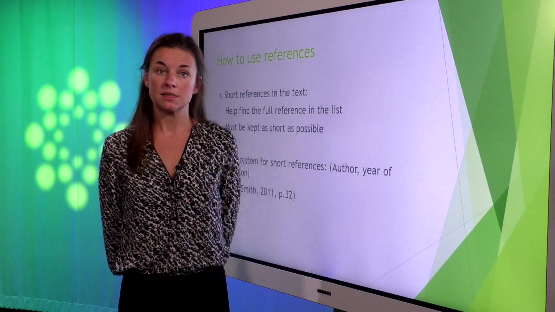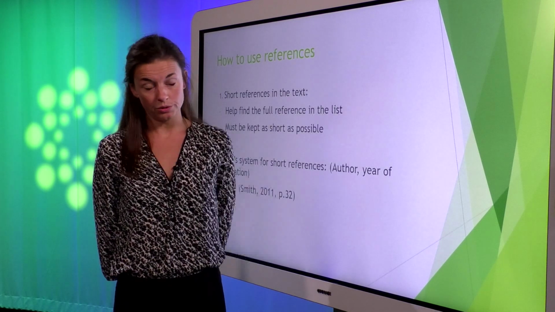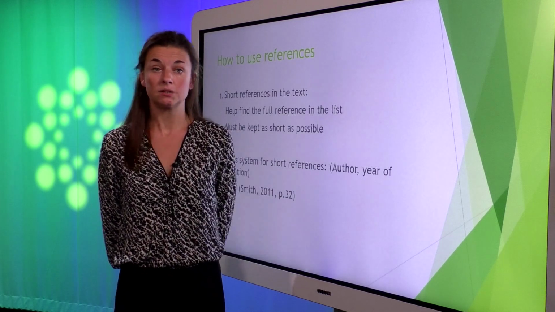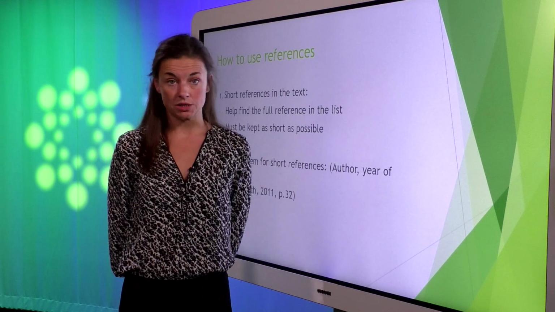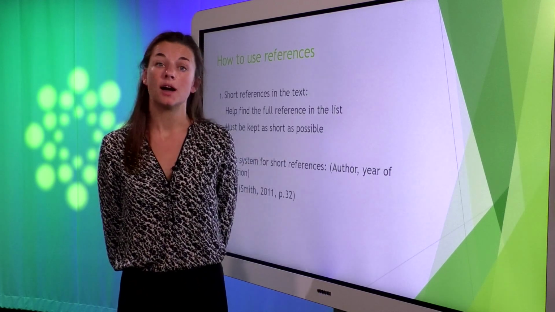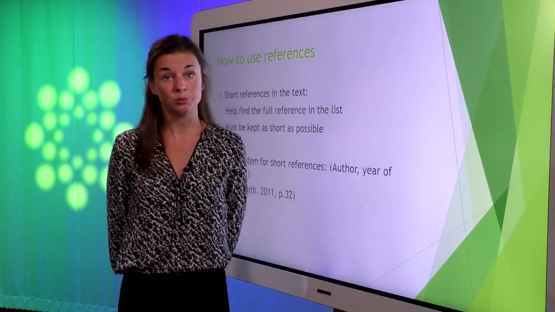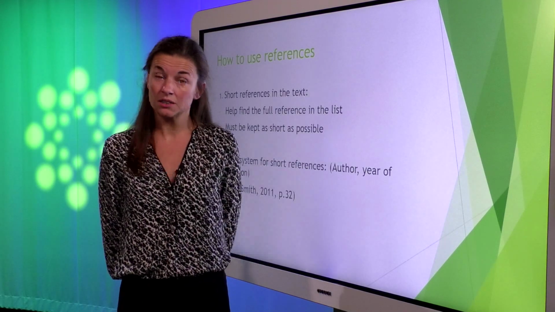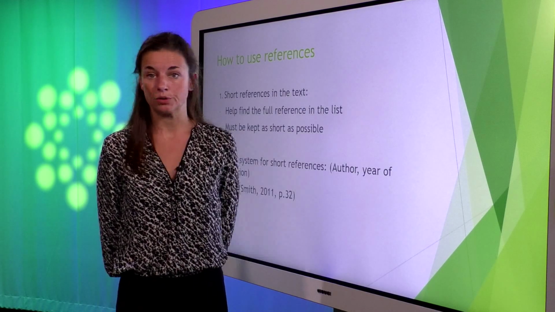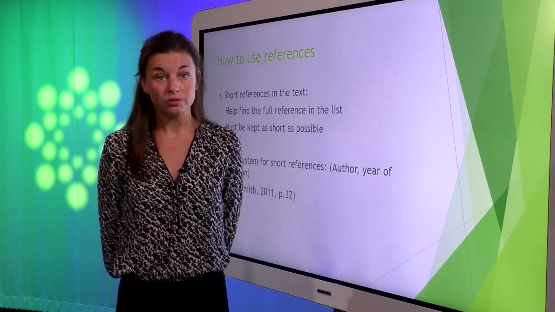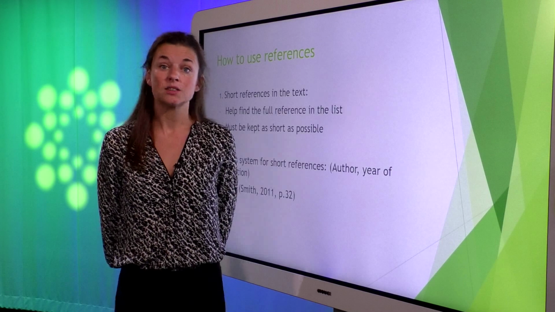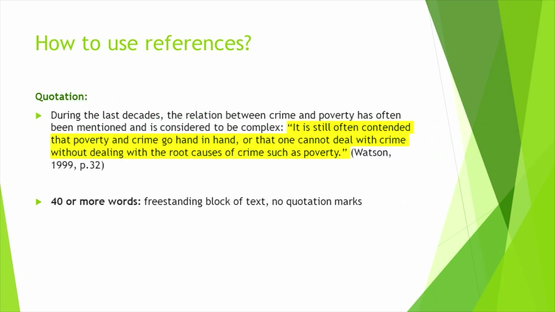For APA, this means that the author or authors, the year of publication, and the page or pages where the information can be found are mentioned in the text. Whether this source is in fact a book, a website or an article is not relevant at this point. If the reader wants to find out, they can find the answer in the reference list.